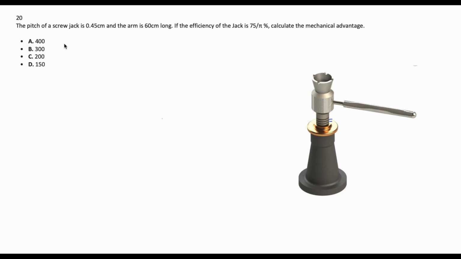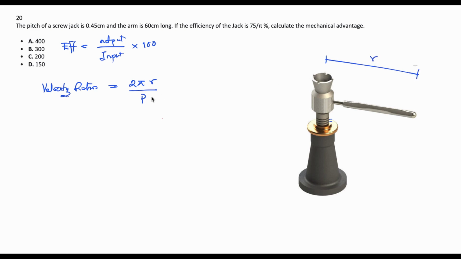Now, like all machinery, we know that efficiency is equal to the output divided by the input, multiplied by 100. The input of the screw jack is the effort we make in turning this handle over a complete circle, and that is what we call the velocity ratio. The velocity ratio is given as 2 pi r over p, where r is the length of this arm, and p is the distance between the screw threads in the jack. So here we are given r as 60 centimeters and the pitch as 0.45.